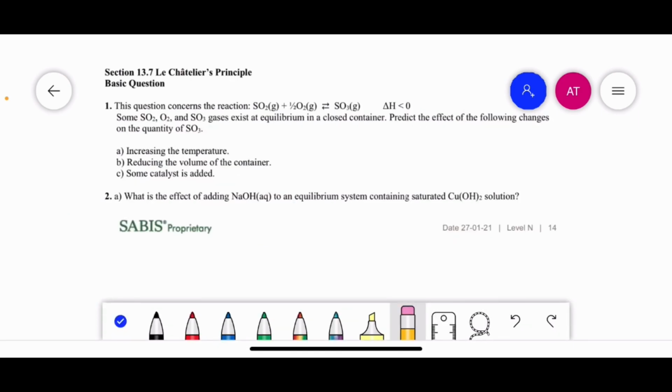Question 1 says that some SO2, O2 and SO3 gases exist at equilibrium in a closed container. They want us to predict the effect of the following changes on the quantity of SO3. So I'll give you guys a minute to think about it.